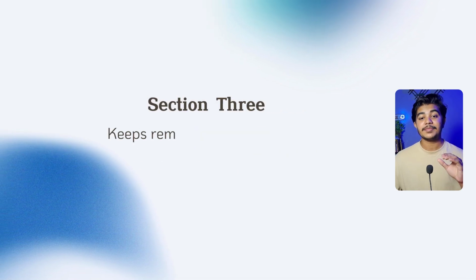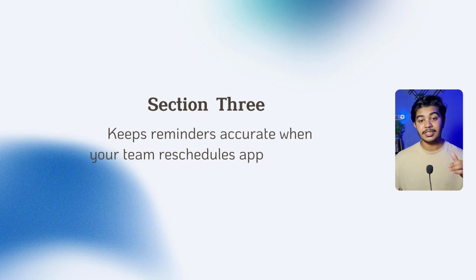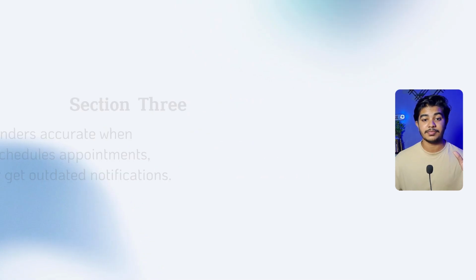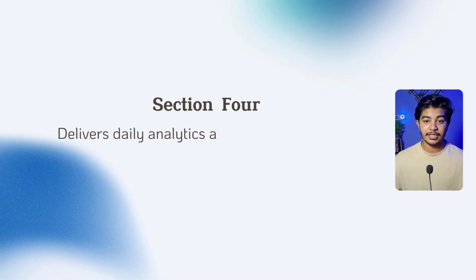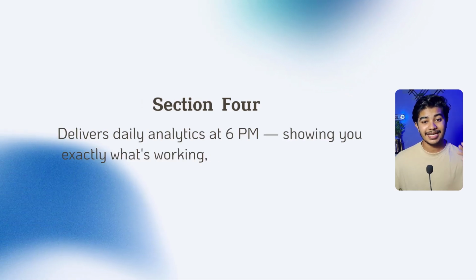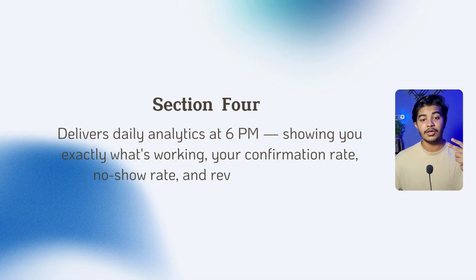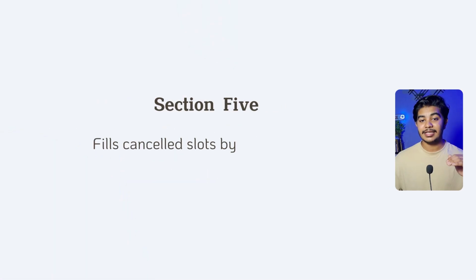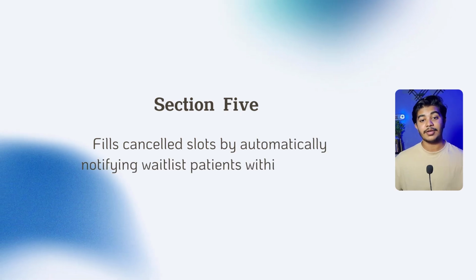Section 3 keeps reminders accurate when your team reschedules appointments, so the patients never get outdated notifications. Section 4 delivers daily analytics at 6 p.m., showing you exactly what's working, your confirmation rate, no-show rate, and revenue protected. And Section 5 fills cancelled slots by automatically notifying waitlist patients within seconds. 5 automation sections, 0 manual work. The system reduces no-shows, saves your staff hours every single week, and keeps your schedule full.